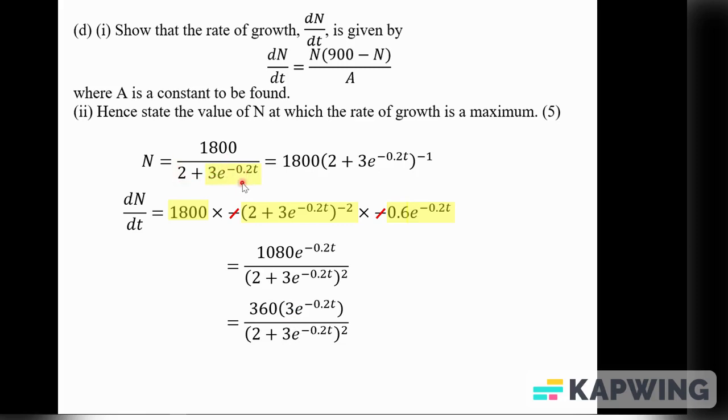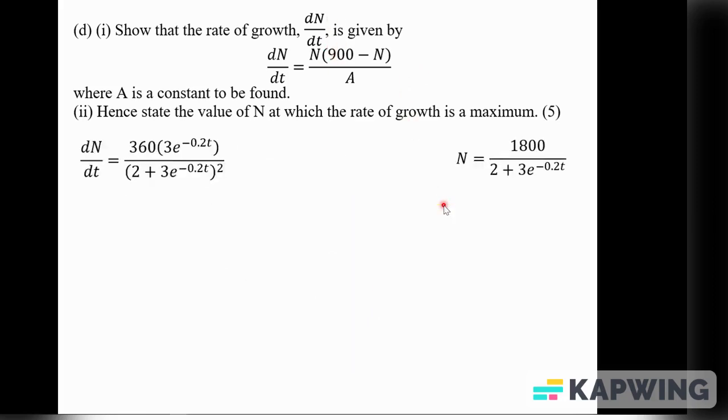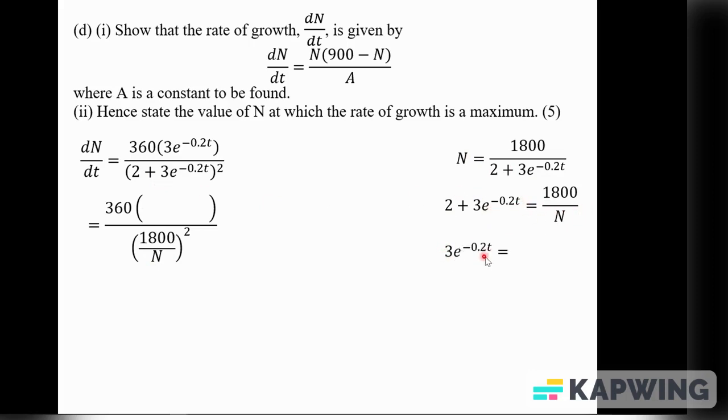So it says 3 e to the minus 0.2t equals, I can work out what that is in terms of n. So here it is, and I'm going to change this in terms of n and this bracket in terms of n by rearranging my initial relationship between n and t. So I can flip these over. So 800 over n is going to go here. And then taking away 2, I'll just get the 3e to the minus 0.2t on its own. And that's going to go here.